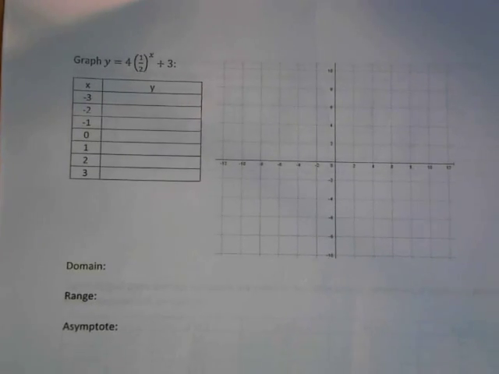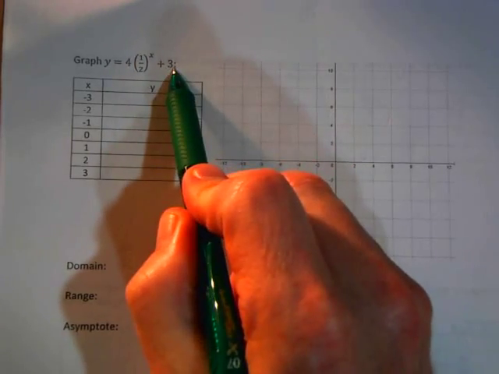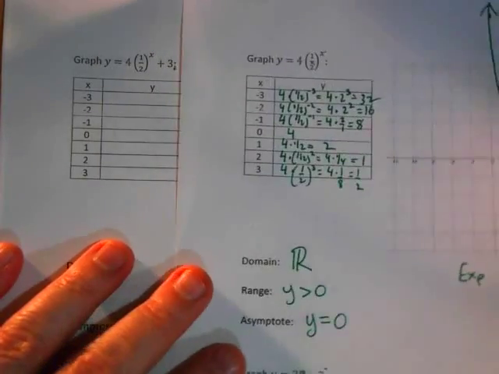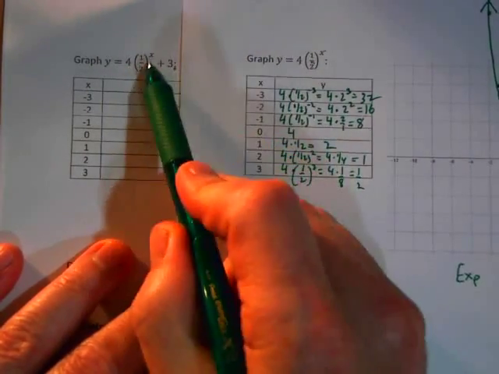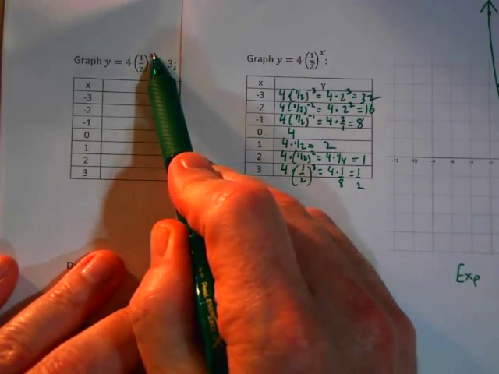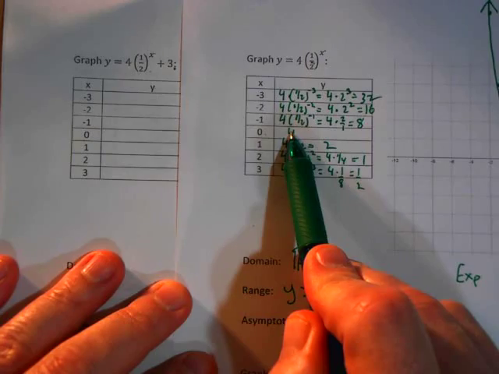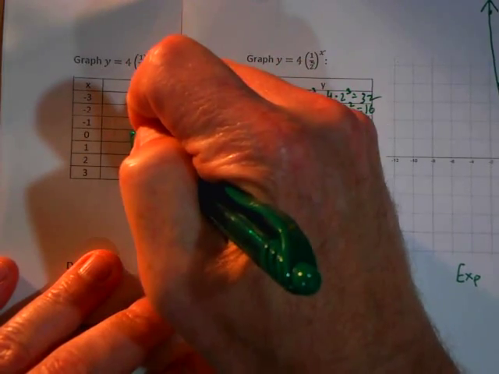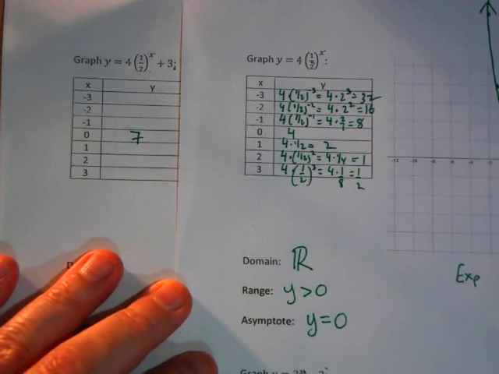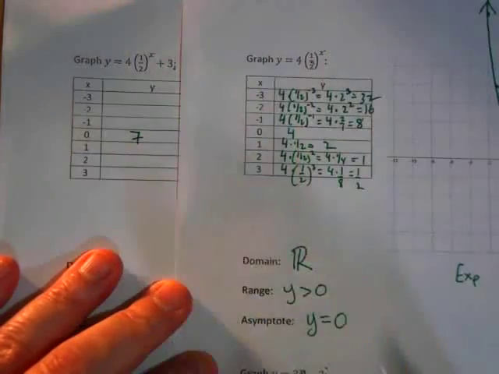Alright, so conversely, what do you think is going to happen if I do 4 times 1/2 to the x plus 3? Well, a reasonable assumption would be, comparing this graph with that graph, that when I plug a number in, let's just try it, like when I plug in 0, I get 1/2 to the 0, that's 1. 1 times 4 is 4. 4 plus 3 is 7. When I plug 0 in here I got 4. When I plug 0 in here I got 7. So what's happening here? This plus 3 is simply going to take the graph and shift everything up 3 units.